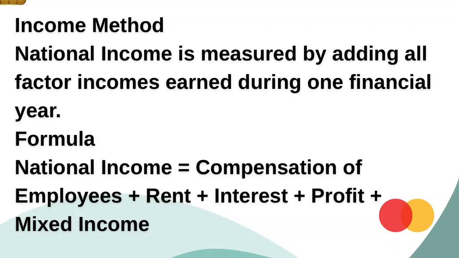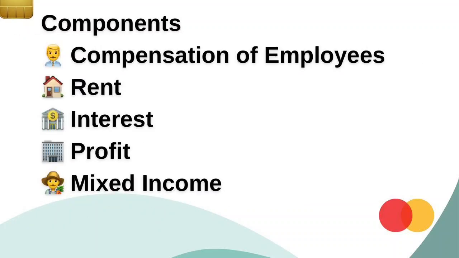Notice something important. We are adding only factor incomes because they are earned by contributing to production. If the income is earned by providing a factor of production, that is land, labor, capital, entrepreneurship, it is included. This is a bold tip. Now let's understand each component one by one.